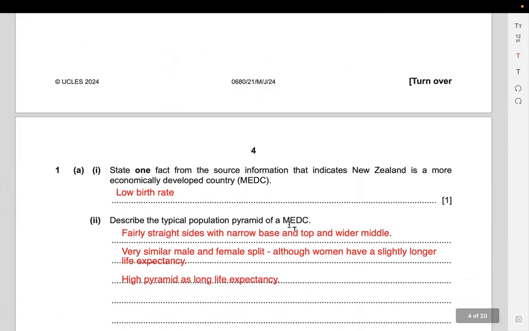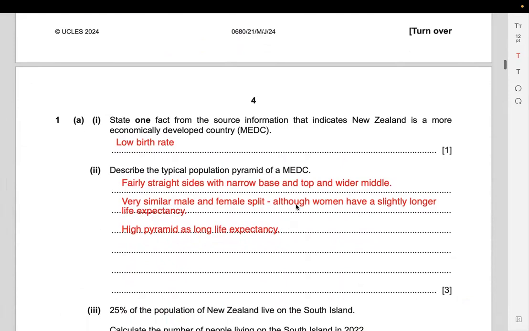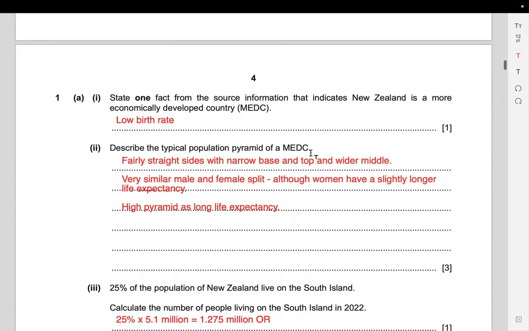Describe the typical population pyramid of an MEDC. Now, it does want you to literally describe what it looks like. So it's not necessarily saying a low birth rate, high life expectancy. It wants fairly straight up and down, not like a triangle. So fairly straight sides with a narrow base and top and a wider middle. That's basically it. And then usually for an MEDC, you've got a very similar male and female split, although you could argue women have a slightly longer life expectancy. And it's going to be high because people live longer. That's all they want.